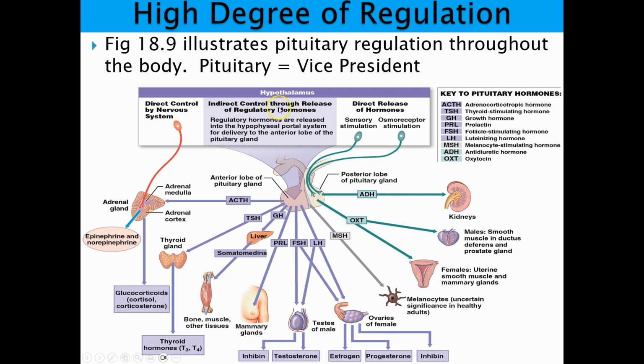Notice here's the indirect control through release of regulatory hormones. It's an amazing figure. You need to start saying, yeah, these things are making sense. Some of them should be making quite a bit of sense right now. They might not make perfect sense yet, but again, revisit this figure until the point that you're like, yeah, I know ACTH targets the adrenal cortex to cause the release of, of course, our glucocorticoids or cortisol and cortisone.